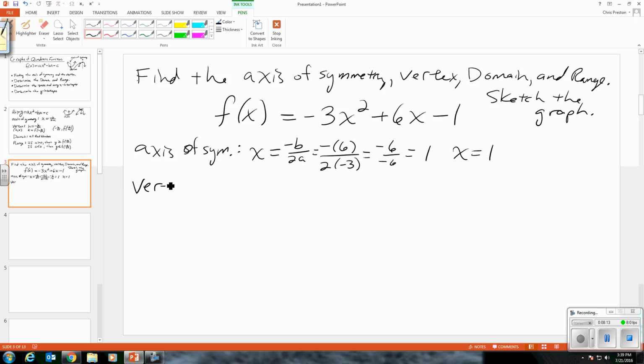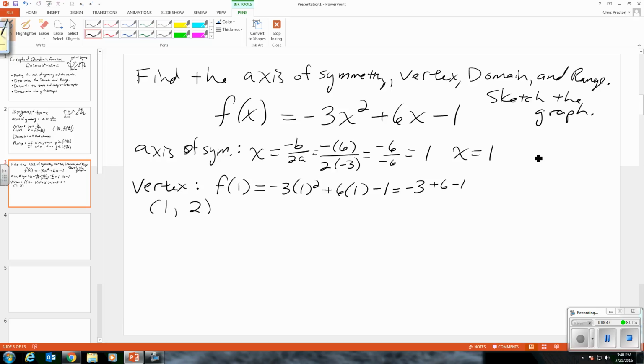My vertex, well, since I know what the axis of symmetry is, I know my vertex is going to be 1 comma something. And so to find out what the y value is, now that I know what the x value is, I substitute that into my equation. So negative 3 times 1 squared plus 6 times 1 minus 1. So negative 3 plus 6 minus 1 is 3 minus 1, which is 2. So my vertex is at 1, 2.